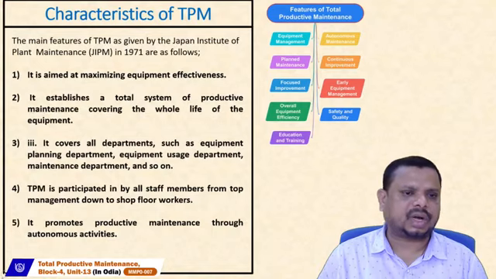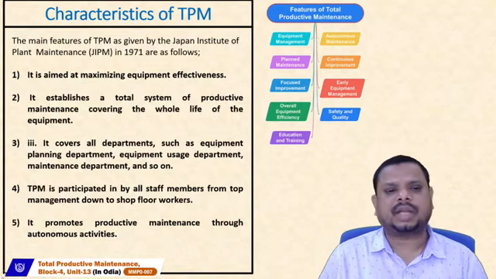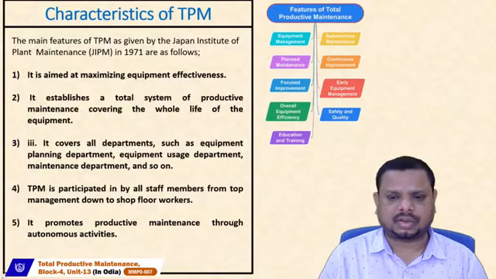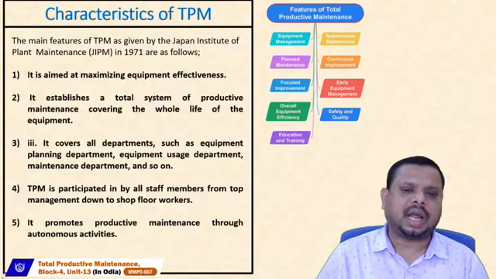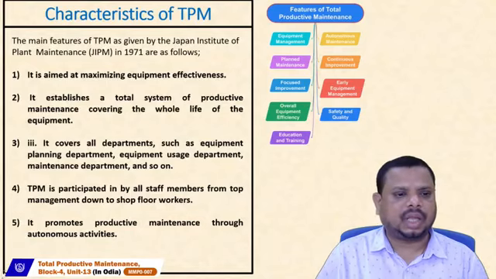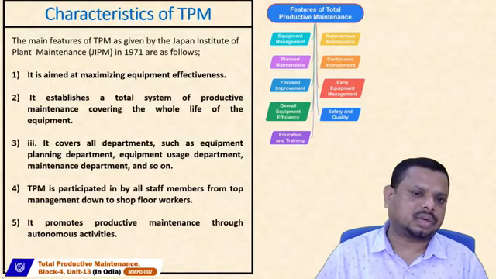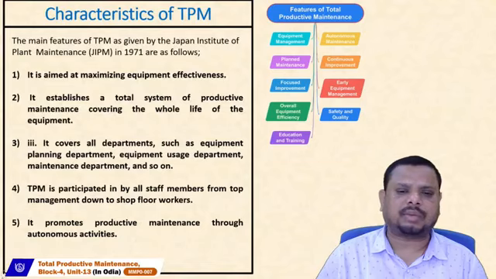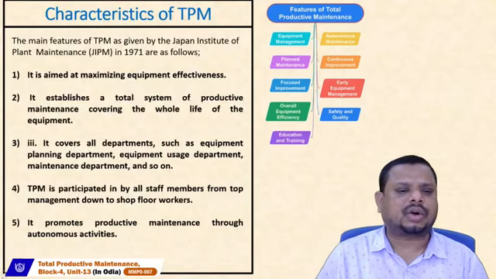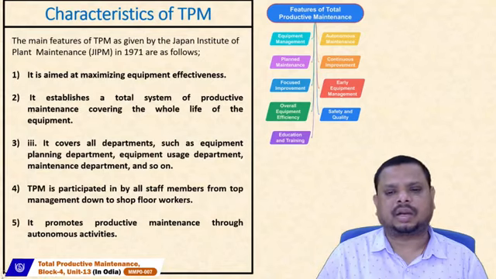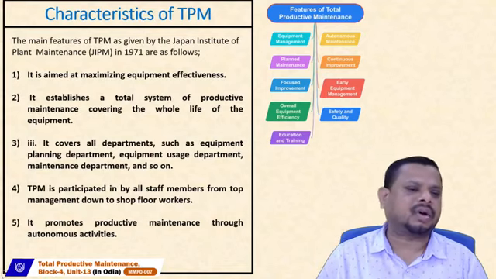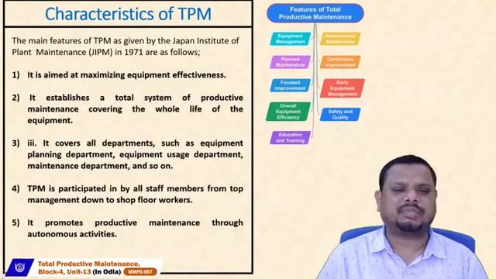So under these characteristics, the first most important part is maximizing equipment effectiveness. So it indicates the availability of machines, and the next one is the reliability of machines. The second point is that it establishes the total system of productive maintenance, which covers the whole life of the equipment. So as far as total productivity maintenance is concerned, as I told, it's not a management philosophy. It is an organizational culture, which basically provides a large or dedicated site for maintenance management. And maintenance management is dedicated to improving the lifespan of the machines.